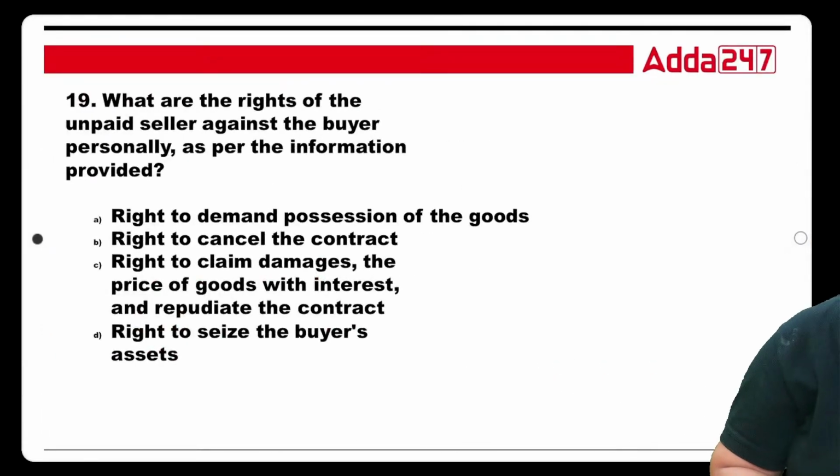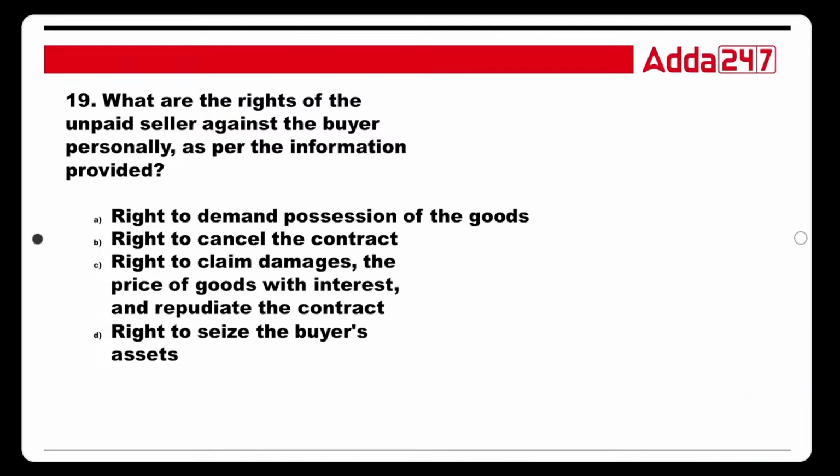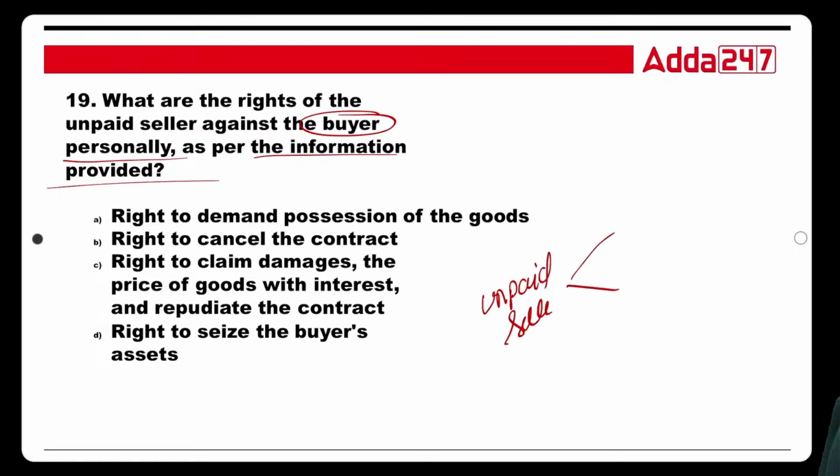What are the rights of an unpaid seller against the buyer personally as per the information provided? So we know, class, that the rights of the unpaid seller will be against the buyer and against the goods. Okay, so these are the rights of the unpaid seller.